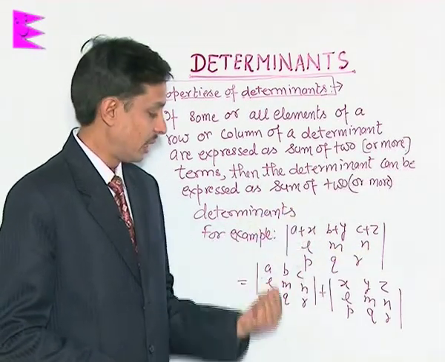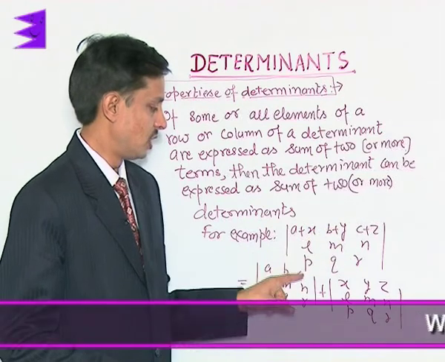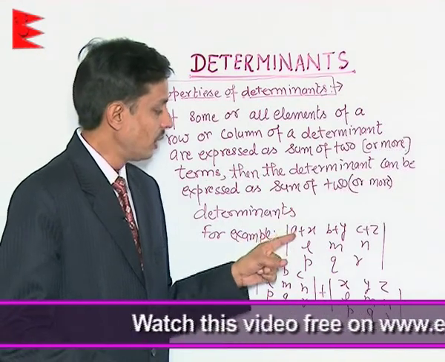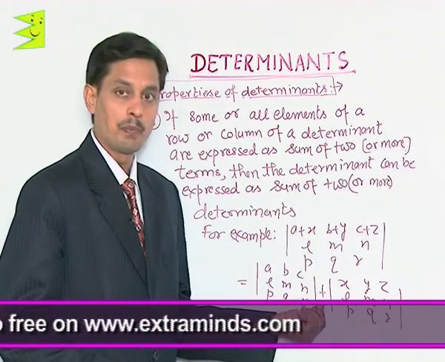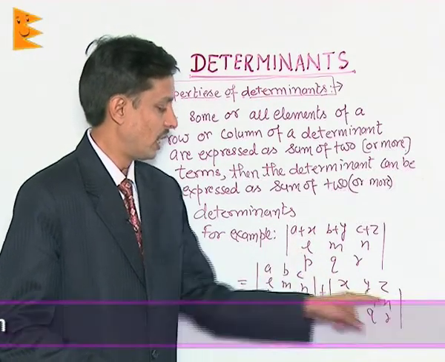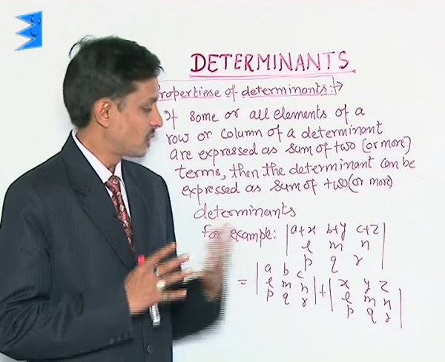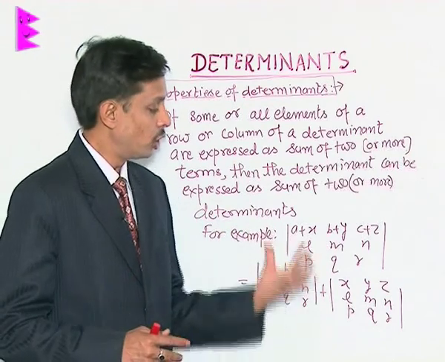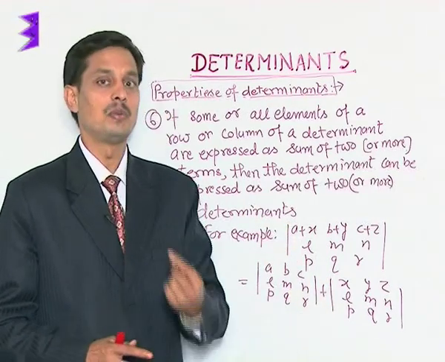This determinant can be expressed as written here: a, b, c, with the second row l, m, n as it is and the third row p, q, r as it is. Plus, in the first row, the added elements are x, y, z, with the second row l, m, n and the third row p, q, r remaining the same. So if a determinant is expressible in two or more terms, then it can be expressed as two or more new determinants, as shown here with the help of a general example.